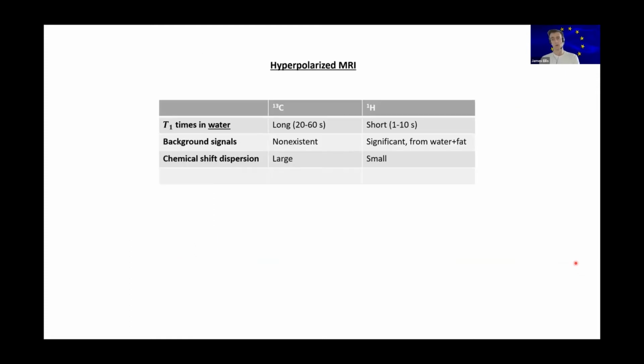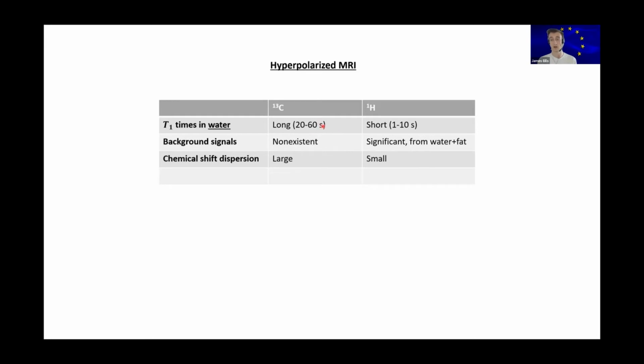Okay, so that was all about carbon-13 and doing carbon imaging. And if we take a little look at this table, I've drawn up some comparisons between doing hyperpolarized imaging with carbon and proton. So why is it that the majority of imaging uses carbon? Well, the T1 times are relatively long compared to protons. So in aqueous solution, protons can relax in the order of just a few seconds, whereas carbon-13s might be much longer lived, in the tens of seconds time scale.